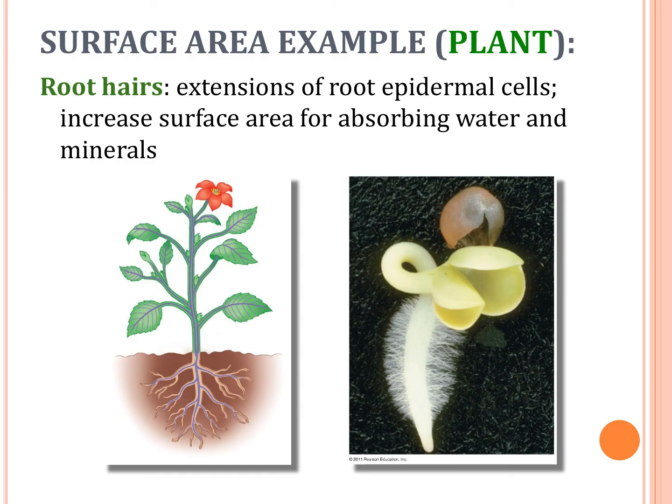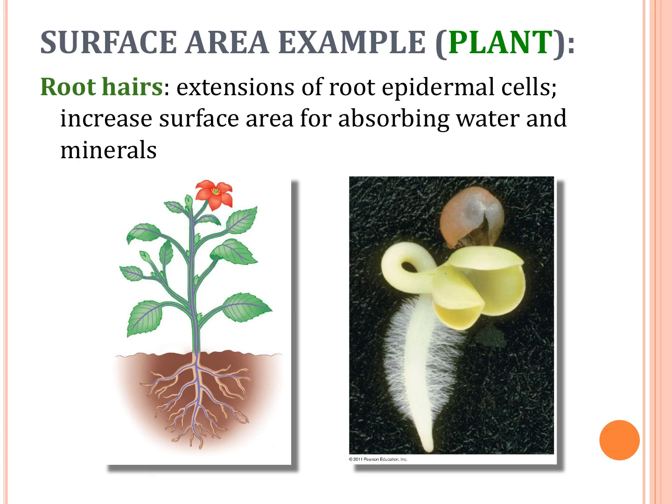Of course, we don't want to forget about plants, so the main thing that plants need to absorb is water. Plants capture sunlight at the leaf surface, which also has a large surface area for solar energy collection there. But down in the roots, plants need to absorb water.